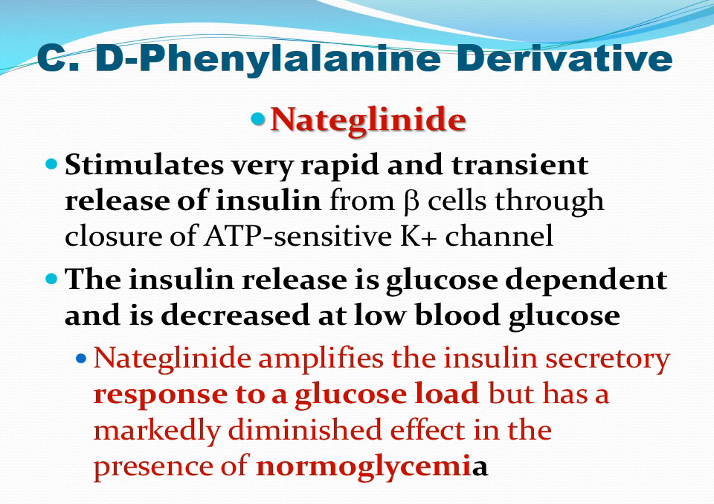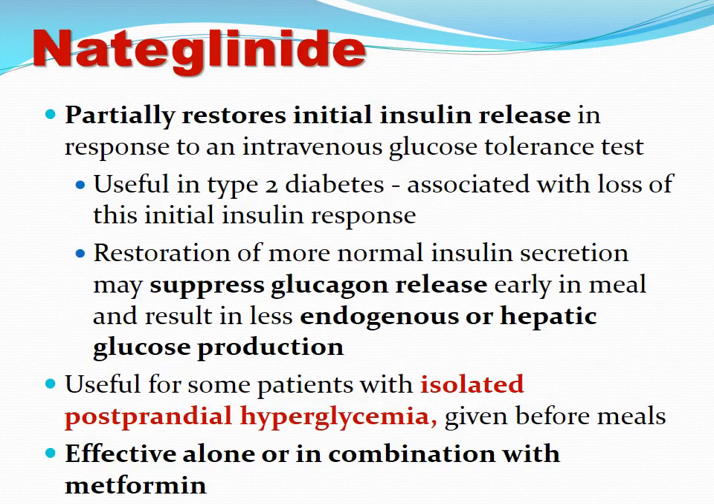Nateglinide amplifies the insulin secretory response to glucose load, but it has a diminished effect in the presence of normoglycemia. This means that nateglinide will increase the insulin response when the blood plasma glucose level is high, but it will not stimulate insulin release when the plasma blood glucose is normal. Nateglinide partially restores the initial insulin release in response to intravenous glucose tolerance test.